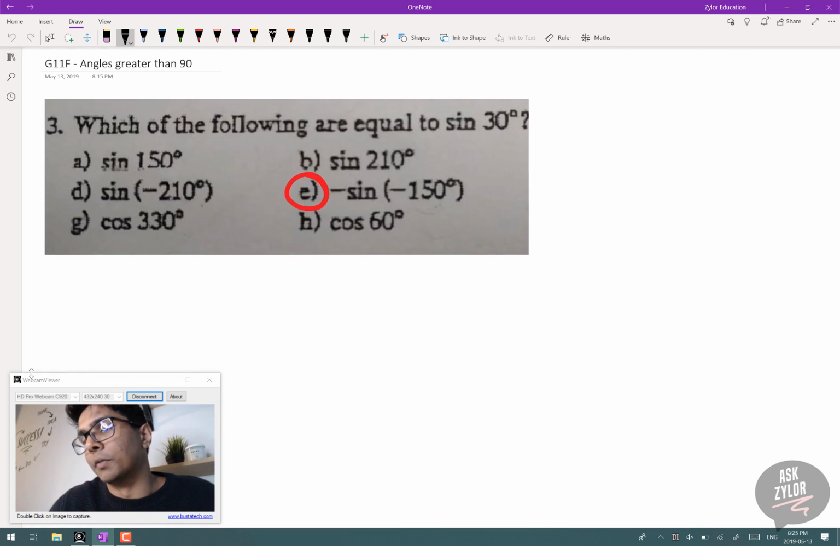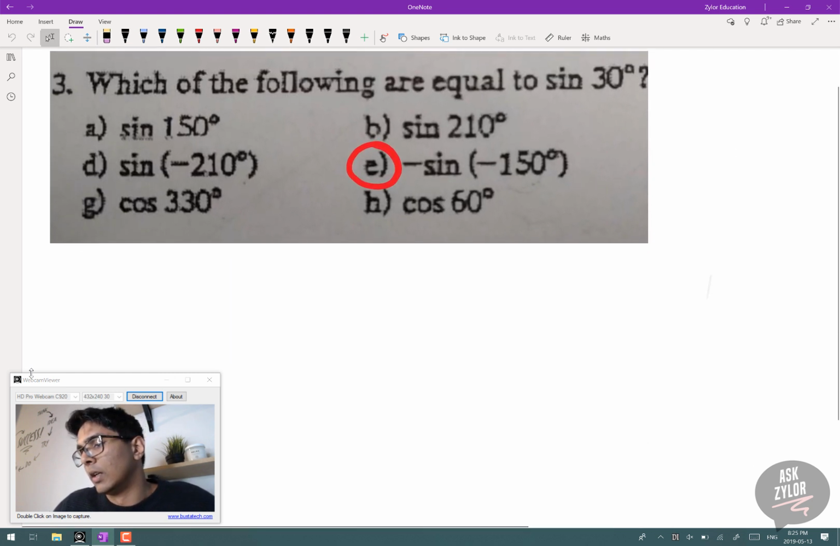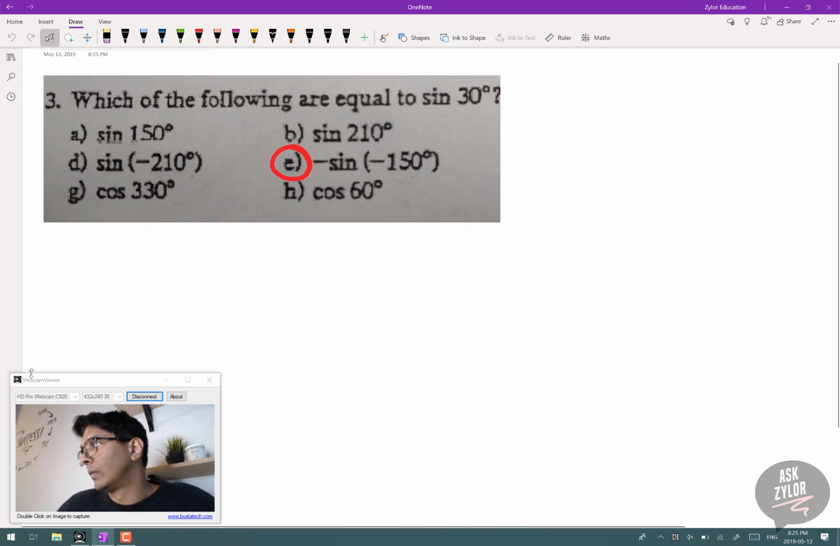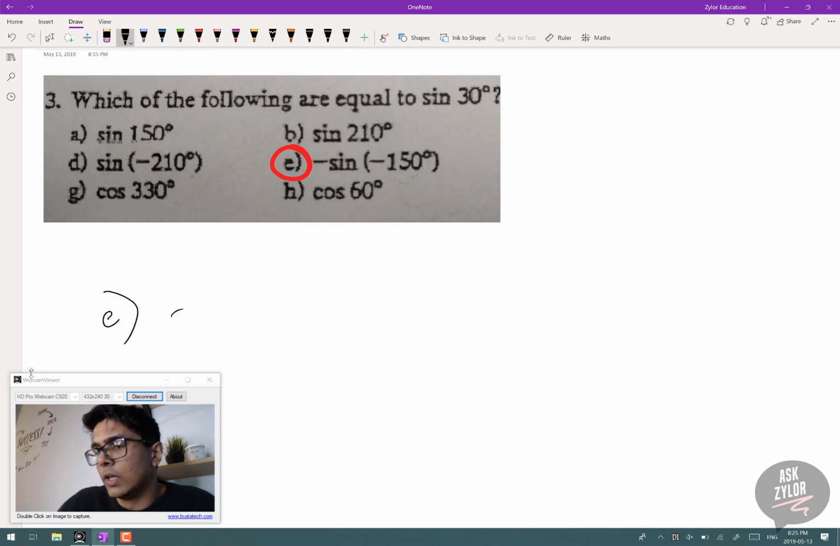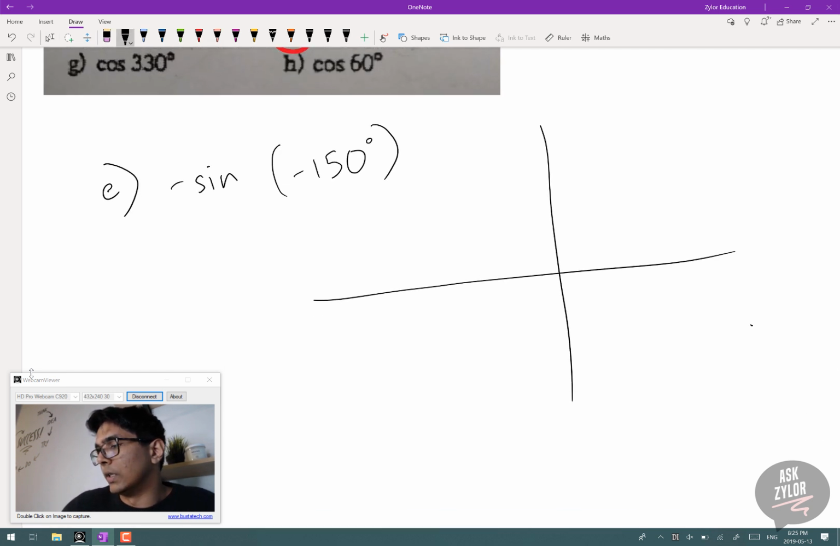This is a grade 11 functions question, so it's dealing with angles greater than 90 degrees. Which of the following are equal to sine 30? Instead of evaluating all of them, I'm just going to evaluate part E. So I have negative sine of negative 150 degrees. Let's draw the unit circle. I know this is CAST. Negative 150 means I'm going clockwise.